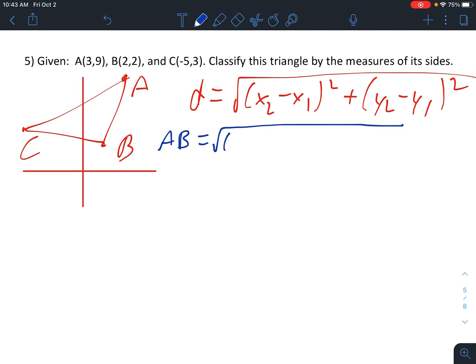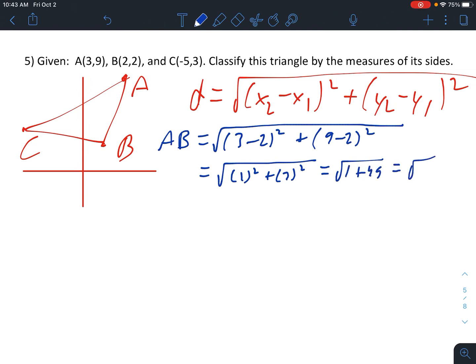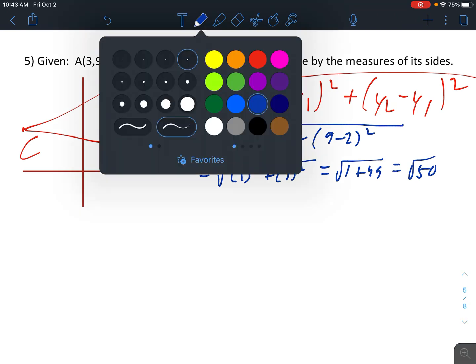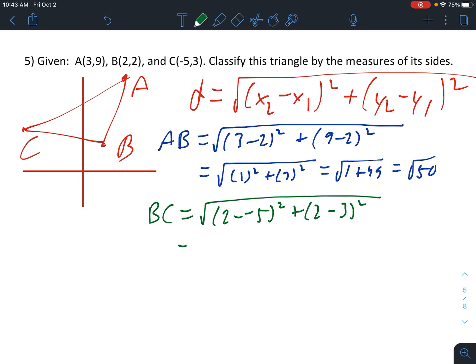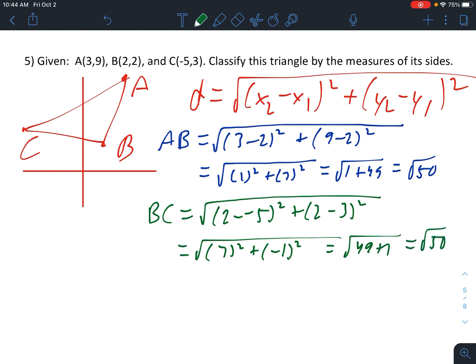So I have the formula there for you. It's x minus x squared plus y minus y squared. So that's 1 squared plus 7 squared, 1 plus 49, root 50. So AB is root 50, which is a little bit bigger than 7. Now let's find BC. Okay, so same formula. x minus x squared plus y minus y squared gives us 7 squared plus negative 1 squared, which is again 49 plus 1, and again root 50.